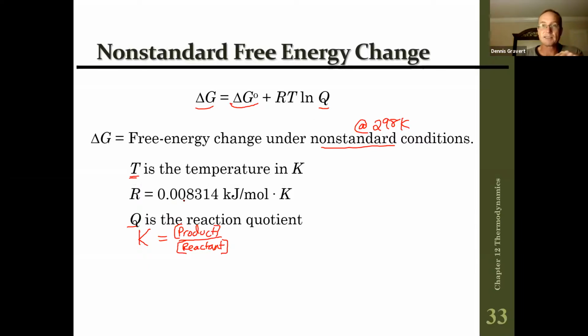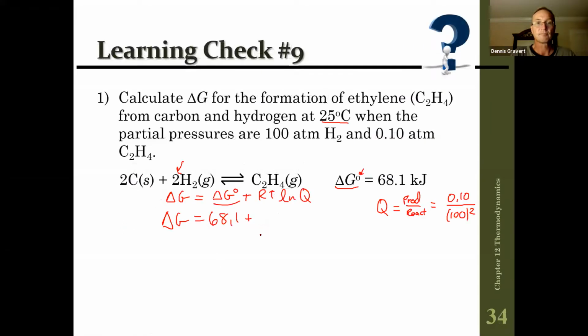R is not the R you might remember from PV equals nRT, the ideal gas law. It has different units here, which is why the value is different. It's 0.008314 kilojoules per mole Kelvin. That's because delta G is going to be in kilojoules. Temperature is going to be in Kelvin. So we need these units to make all the units match. Okay, so the R was, I think, 0.008314, and that was in kilojoules per mole Kelvin.